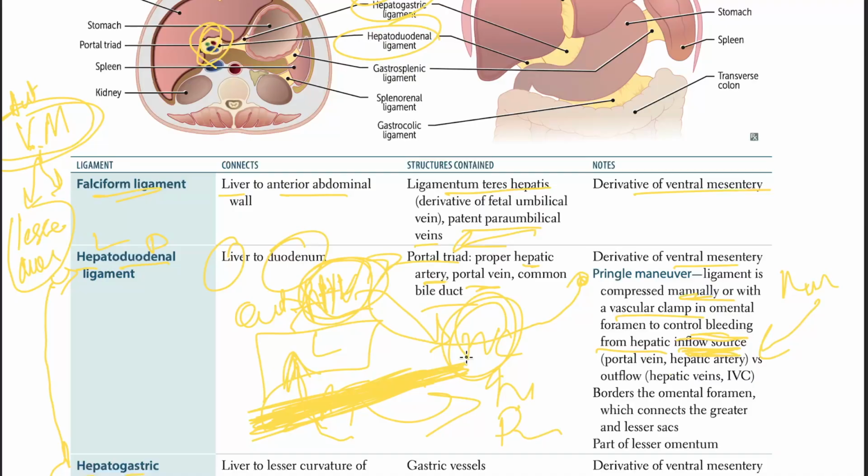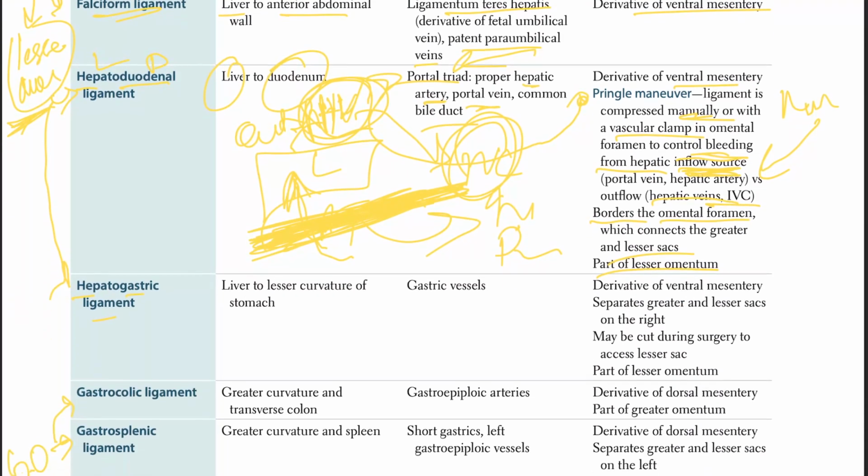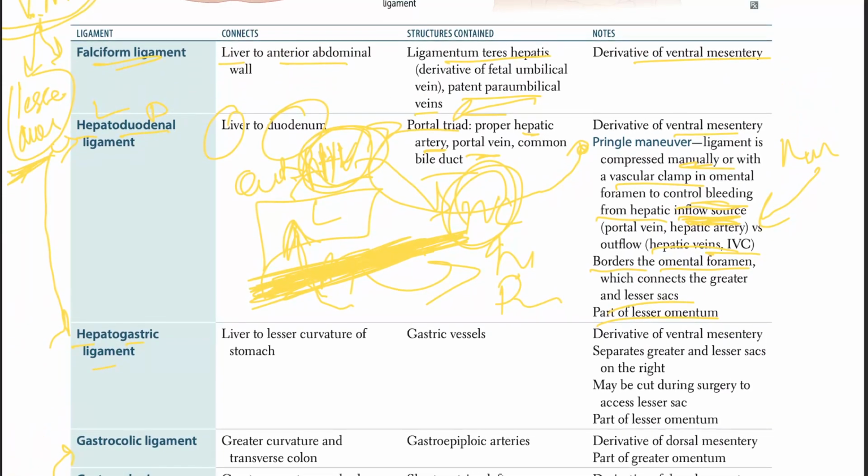Let's read here. They will mention that it worsens the outflow of hepatic vein and IVC, borders the omental foramen. They are saying hepatoduodenal borders the omental foramen, which I'll show you later, which connects the greater and lesser sac. It is a part of a lesser omentum. We already know it's part of a lesser omentum. Great.